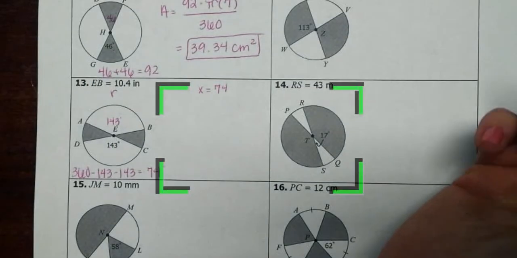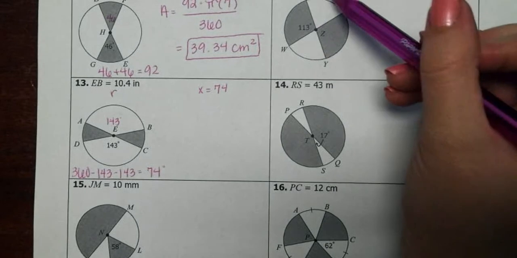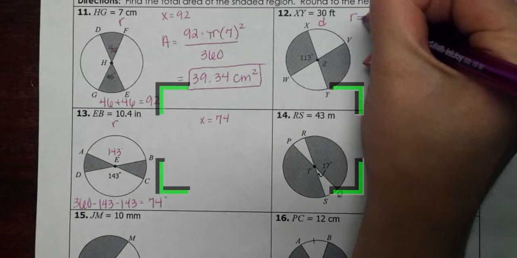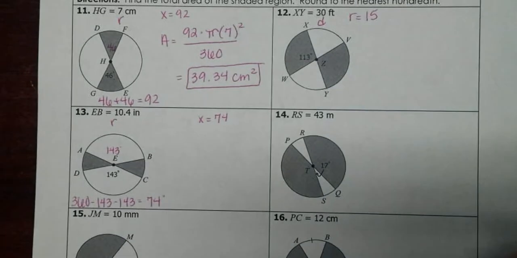I want you to pay close attention in number 12 to this. This is actually your diameter, so your radius should be 15.